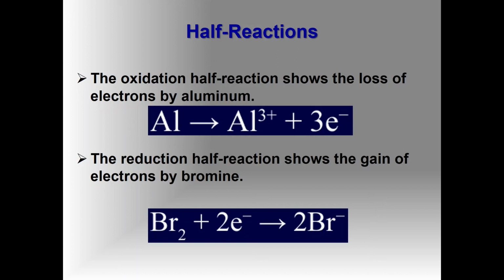So basically equations where you gain electrons, so OIL RIG, reduction is gain. Reduction is going to have it gain electrons. Oxidation is loss, that's the OIL part. Oxidation is going to show a loss of electrons.